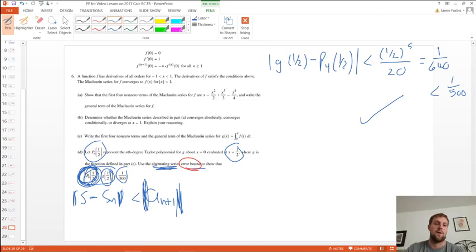So I wouldn't stress too much about that one, but it's not bad. I like that error bound more than any of them because all you have to do is just show that the difference is just less than the next term. So as long as you know the next term, you know what the error is going to be.